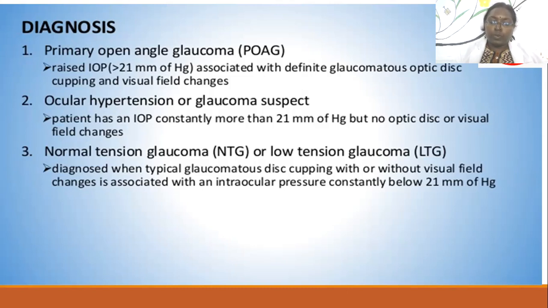Normal tension glaucoma, or low tension glaucoma. Here, the patient has typical glaucomatous disc cupping with or without visual field changes, and it is associated with an intraocular pressure below 21 mmHg. This patient has cupping changes and optic disc changes, but the intraocular pressure is normal. That's normal tension glaucoma.